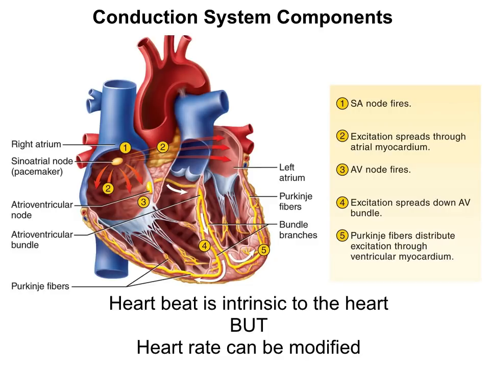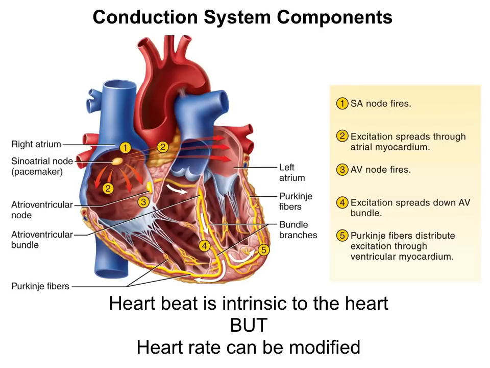This lower resting heart rate is due to the fact that the parasympathetic division of the autonomic nervous system can slow the sinoatrial node down. So the sinoatrial node will create action potentials without the brain's input, without the spinal cord's input, without a hormone's input. But you can influence it. You can slow it down. We're also going to talk about how you can speed it up.